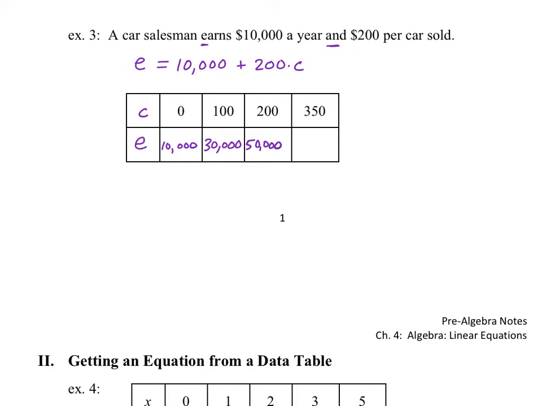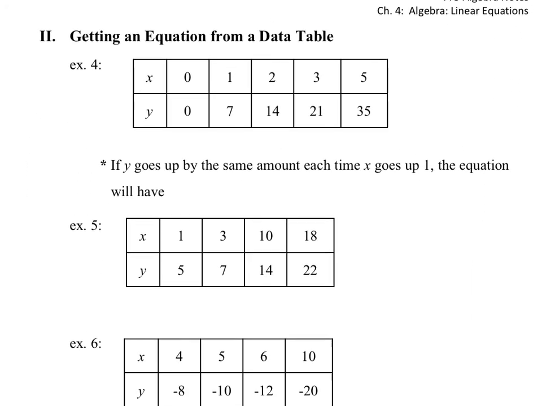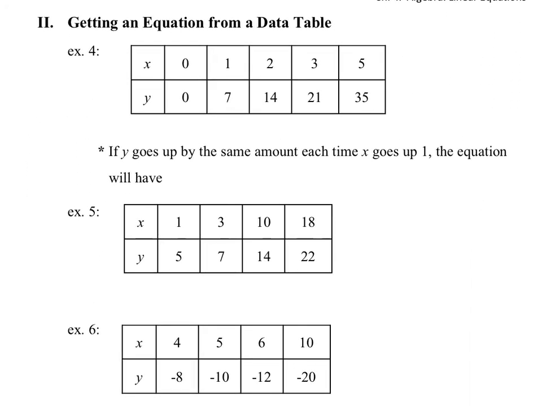And then last but not least, if he sells 350 cars, 200 times 350 is 70,000, plus the 10. He'd be making 80,000 a year, or she. And by the way, I totally made up that equation. I don't know what car salesmen get paid. Probably depends on the value of the car they sell.